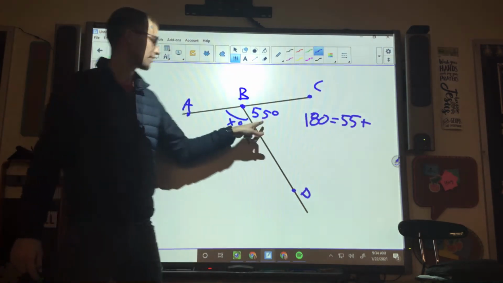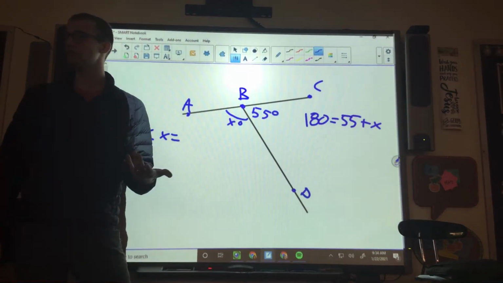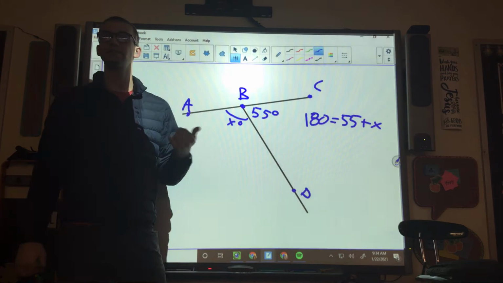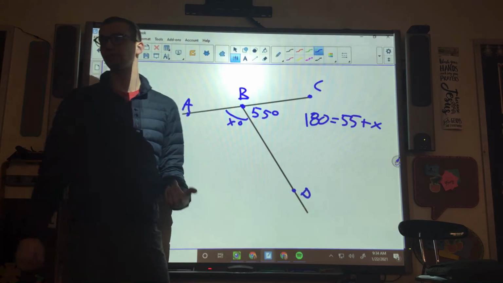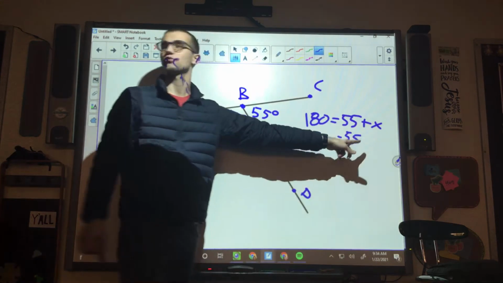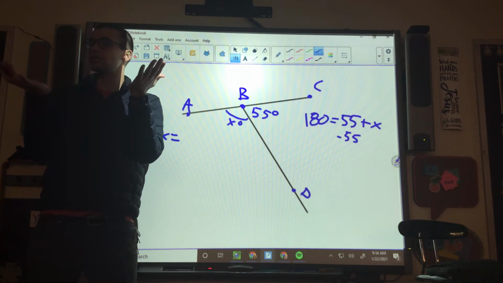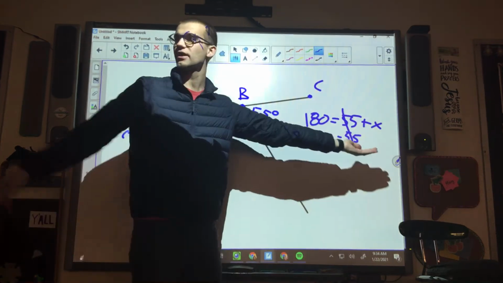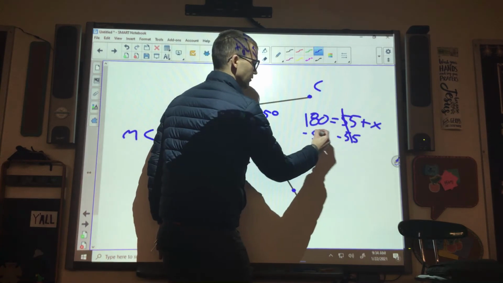So you say 55 plus x, and this is an equation. So you solve the equation. You have to get the x by itself. It's adding 55, so to get it by itself, you have to do the opposite of adding 55, which would be subtracting 55. With equations, whatever you do to one side, you have to do to the other because it needs to be balanced out. It's an equal equation. Right now, 180 equals 55 plus x. If you take away 55 from this side, you have to take 55 away from this side. So if we're subtracting 55 here, we have to subtract 55 there.